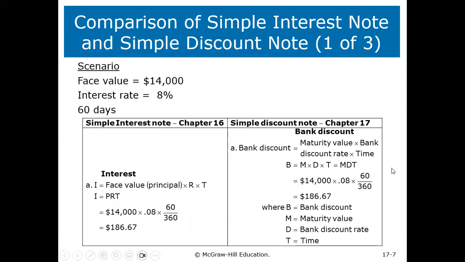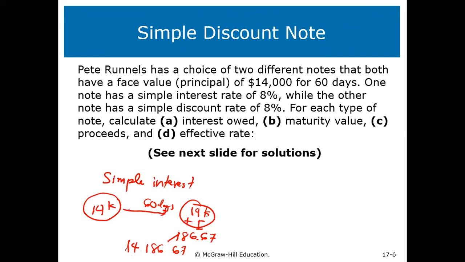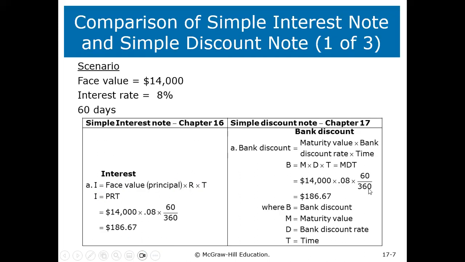For the bank discount, what will be the formula? The formula will be the face times the discount times the time. So actually they're the same. The face is 14,000. The interest rate is 8%. The discount is 8%. So they're the same.